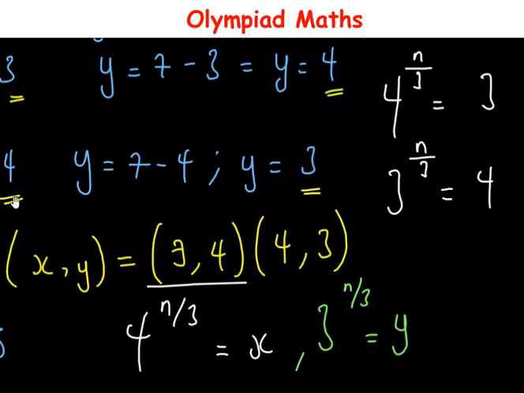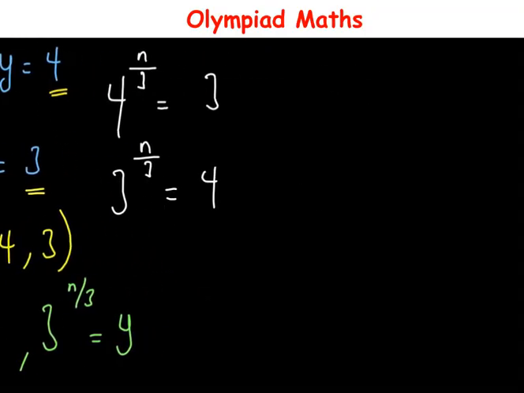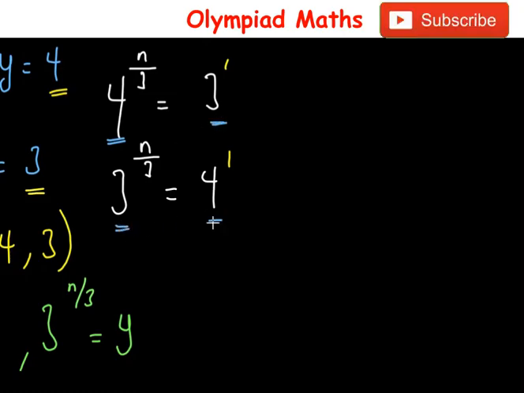And now looking at these two, bear in mind that the power of 3 here is 1, and the power of 4 here is 1. So looking at these two equations, notice the bases. The base here is 4, the base here is 3. The base here is 3, the base here is 4. Due to the different bases that we have, no integer can be formed. So there will be no integer that will be formed from this.